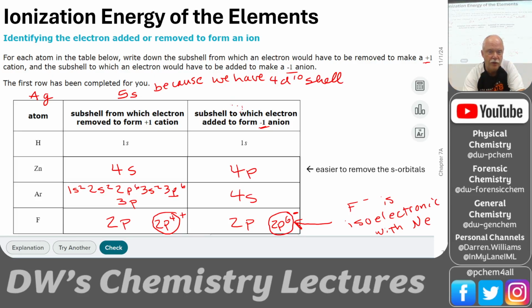Okay, and then if we're going to add an electron, we have a slot in the 5s for silver, because silver would be 4d9, but it's already stolen an s electron to make it 4d10, and so there's an open seat in the 5s orbital. So we would add an electron to the 5s.